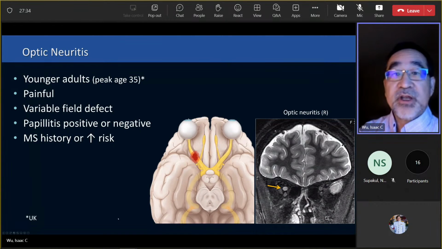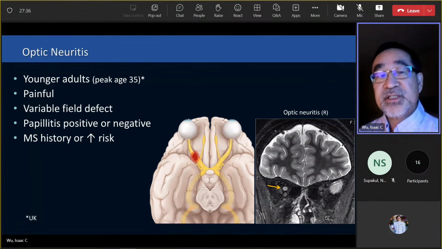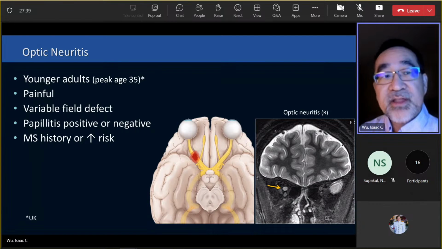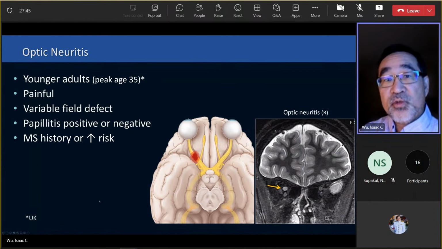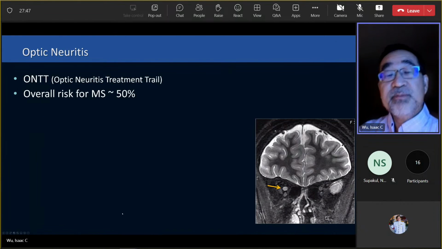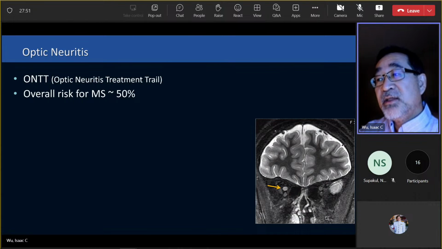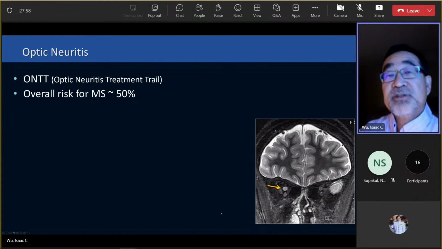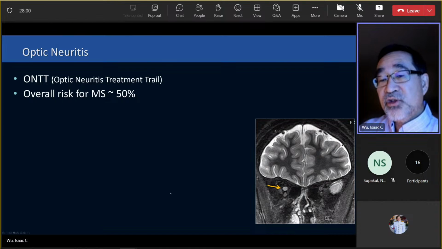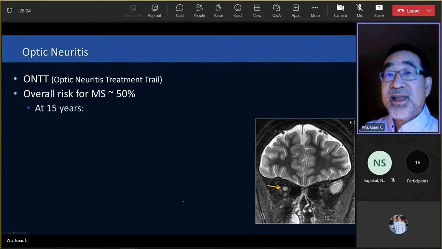And then as we know, if a young patient presents with optic neuritis, you have to ask about MS history or family history. Also worry about the potential risk down the line. In the landmark Optic Neuritis Treatment Trial, they gathered long-term data from tons of people. And what they found is that if a patient has optic neuritis into adulthood, the overall lifetime risk of MS is about 50%, so it's quite high.